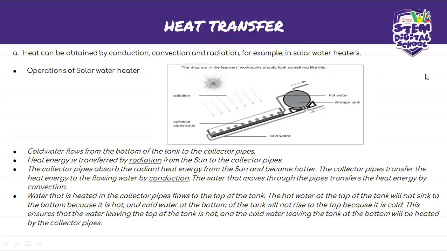The collector pipes absorb the radiant heat energy from the sun and become hotter. The collector pipes transfer the heat energy to the flowing water by conduction. Okay, the water that moves through the pipes transfers the heat energy by convection.